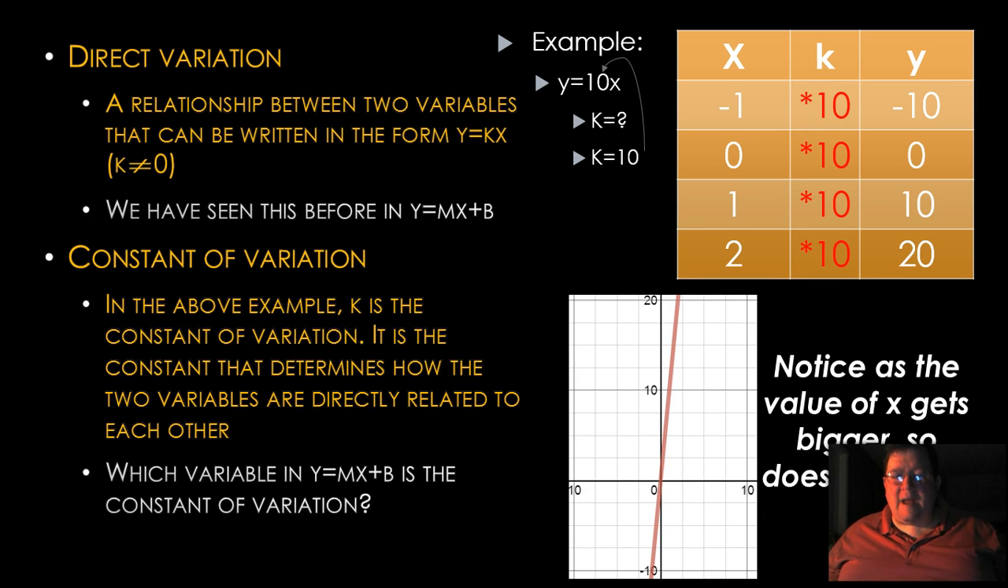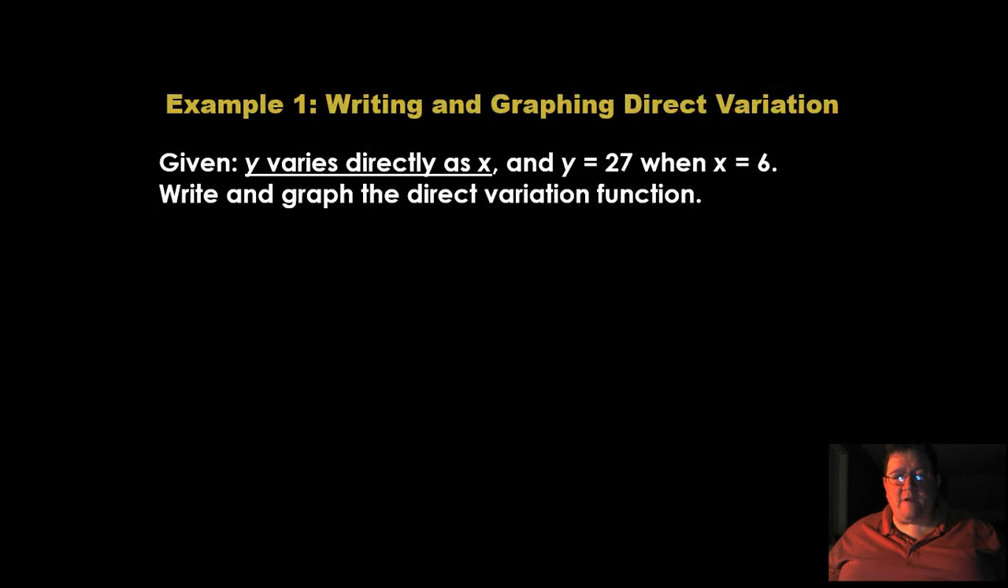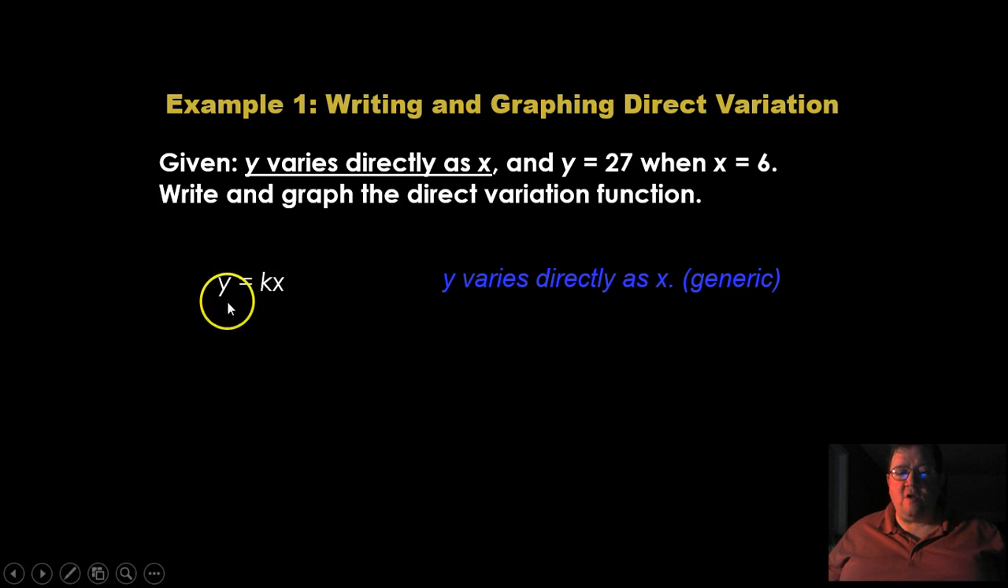Well, let's look at some problems with direct variation. All right, here's the first one. We're given that y varies directly as x. That phrase right there is telling us how they're related. It also says y equals 27 when x equals 6. And they want us to write and graph the direct variation function. All right, well, the first step is easy. Write down the generic direct variation function. Y equals k times x.